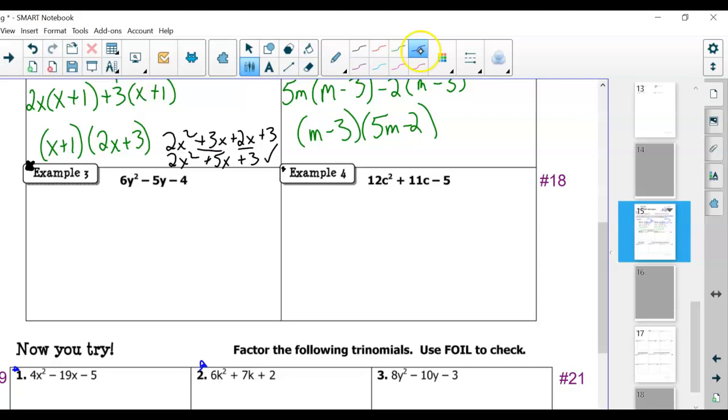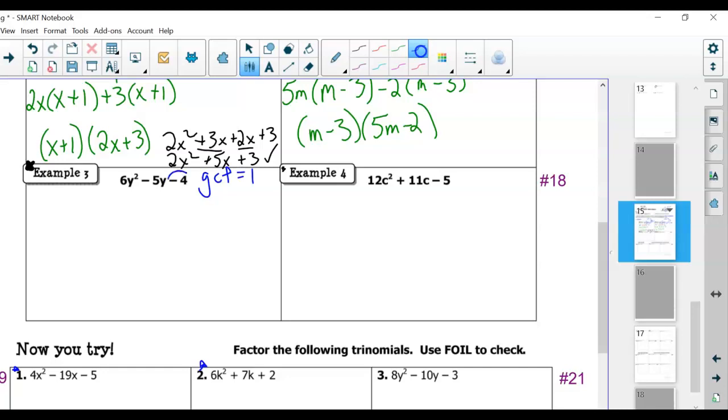Right. Going back to example 3, same process. I'm looking for a GCF. If the middle term was a 4 or a 6 or anything even instead of a 5, my GCF could have been 2, but in this case I do not have a GCF other than 1, which means this will not change.